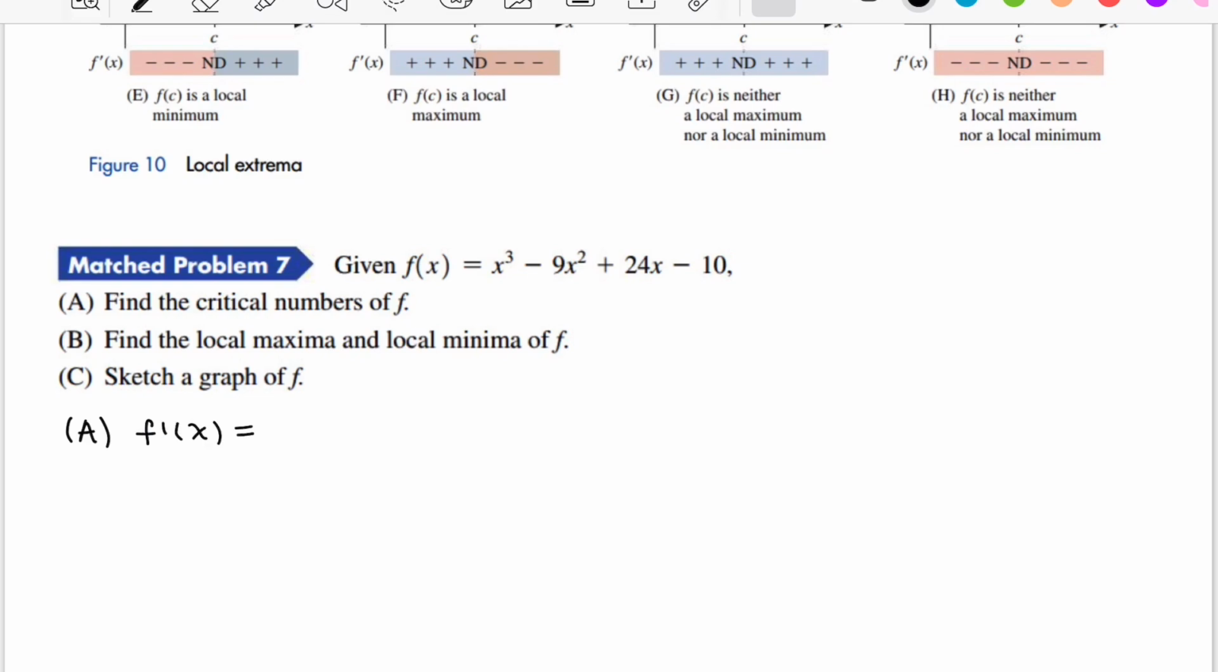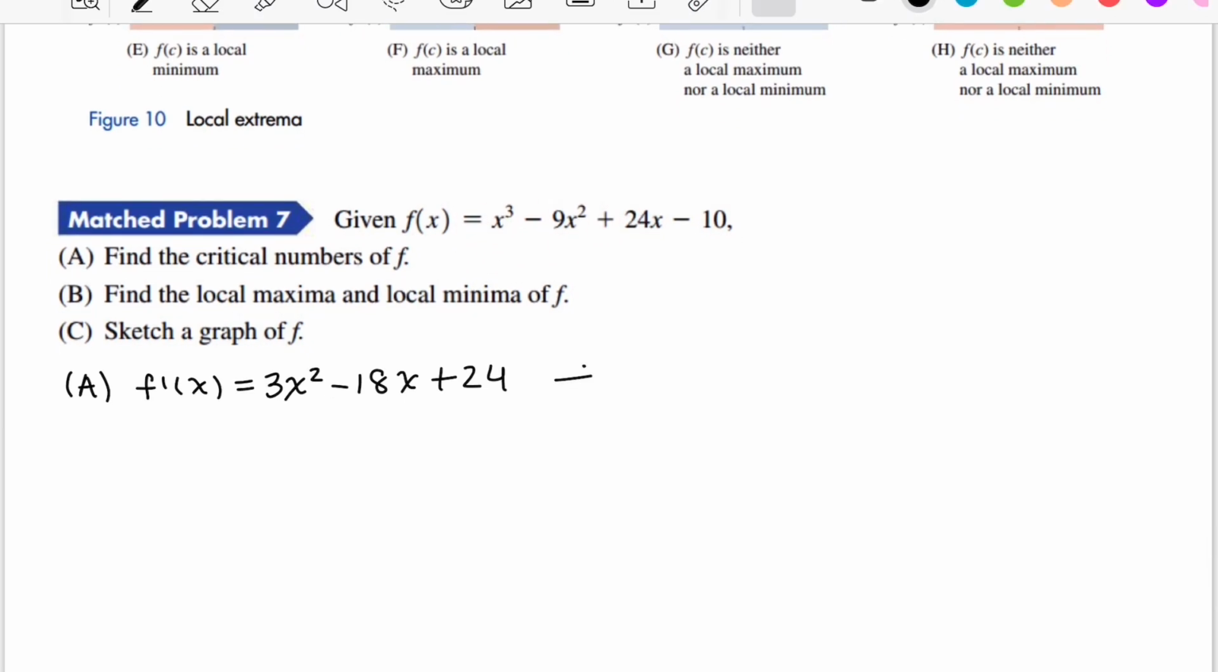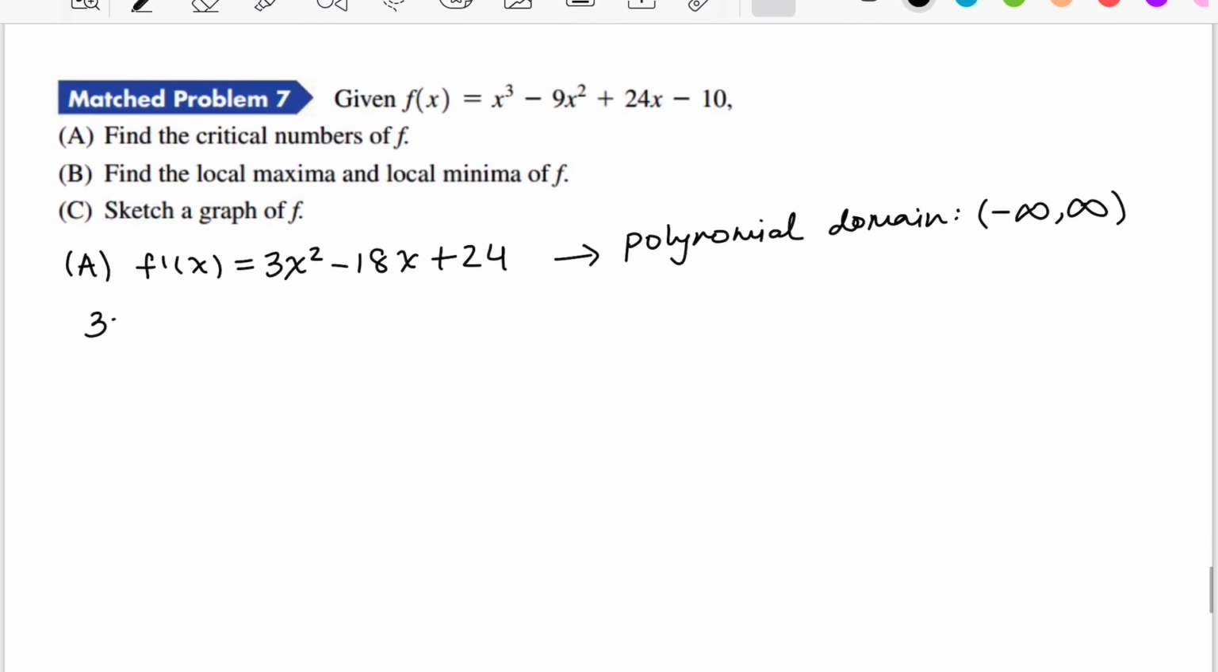So the derivative of f of x is going to be 3x squared minus 18x plus 24. Okay, so just using our power rules here. And we know that this is a polynomial, so the domain is going to be all real numbers, so nothing's going to make this undefined. Okay, but we do want to see what values of x will make this equal to 0. So we're just going to solve for 0 here.